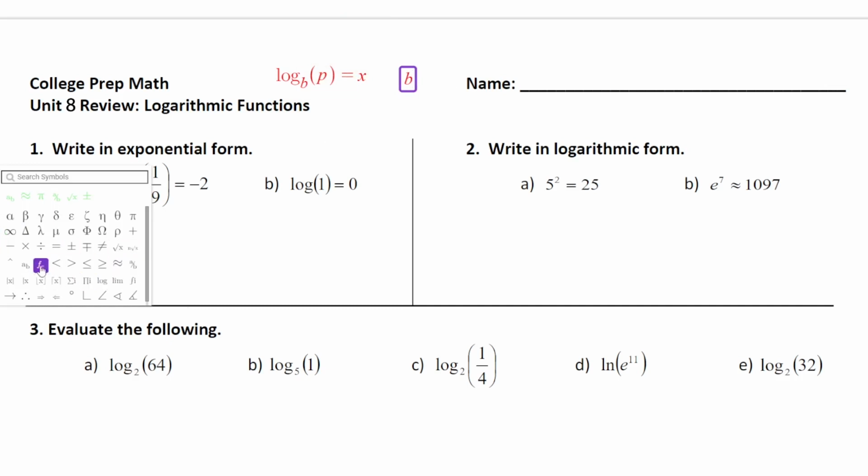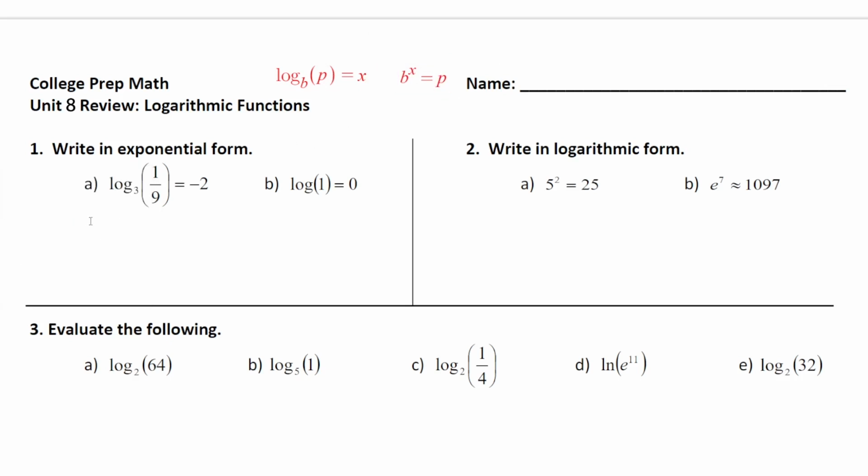Remember that a logarithm is an exponent. So b to the x equals the power. So here base, power, exponent. Both of these statements are equivalent. We can go back and forth, and with 1a here, we're going to rewrite this as 3 to the negative second power equals 1/9.